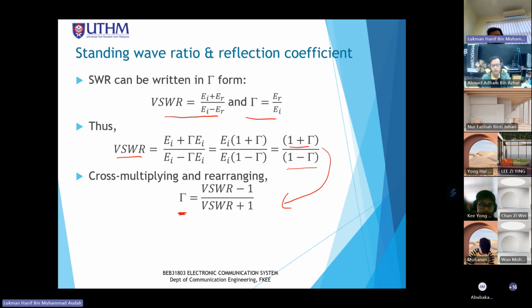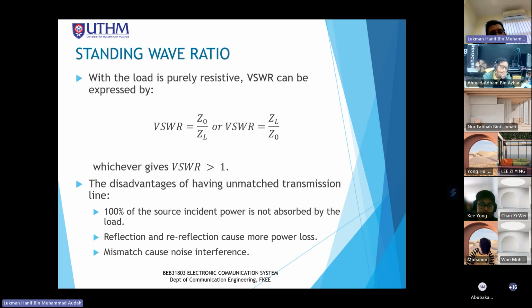For the standing wave ratio VSWR with a purely resistive load, VSWR can be expressed as Z0 over ZL, or ZL over Z0, whichever gives you a VSWR more than 1. The value of VSWR is more than 1 in this case, so we can choose whichever gives a value more than 1.